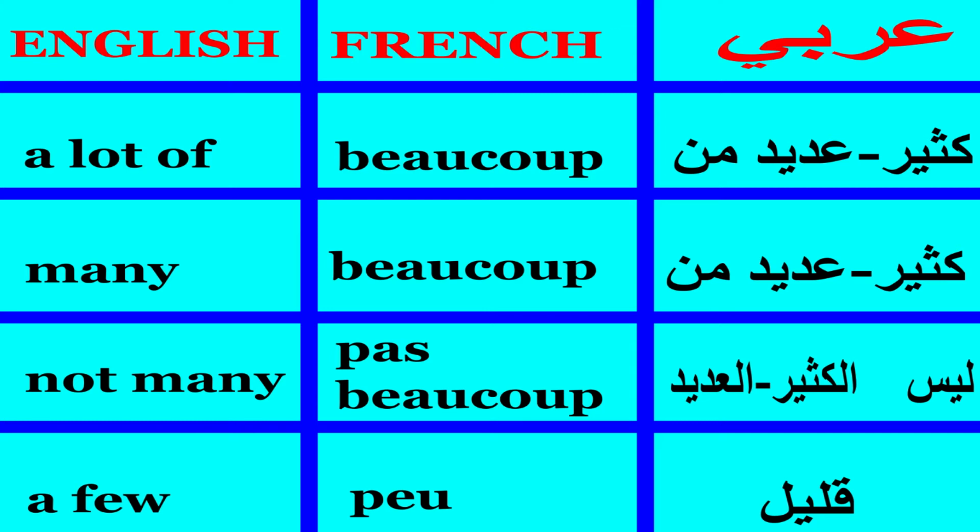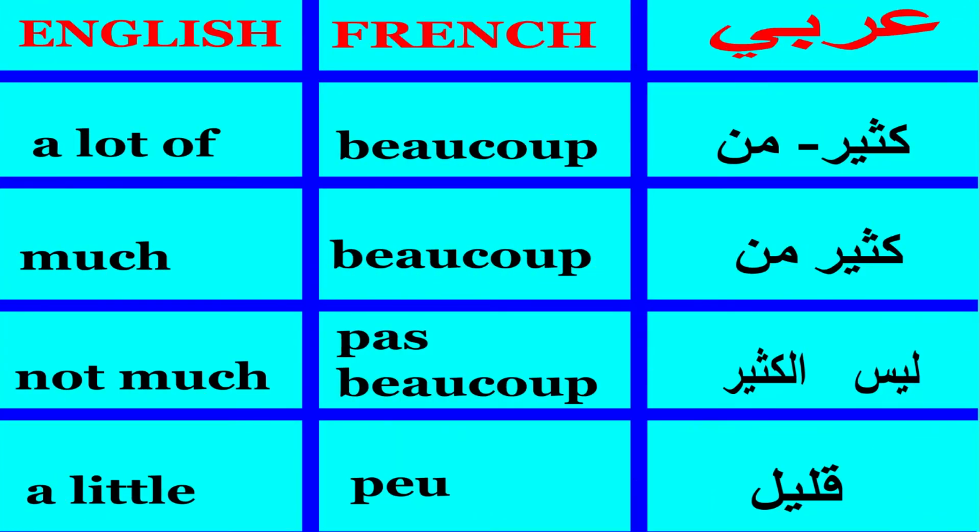In English we say not many in the negative. En français on dit pas beaucoup. بالعربي نقول ليس الكثير أو العديد. In English we say a few. En français on dit peu ou peu de. بالعربي نقول قليل من.